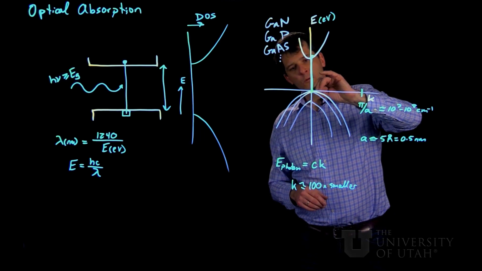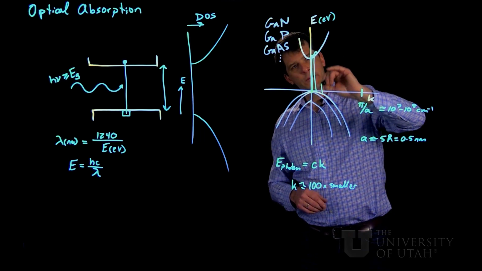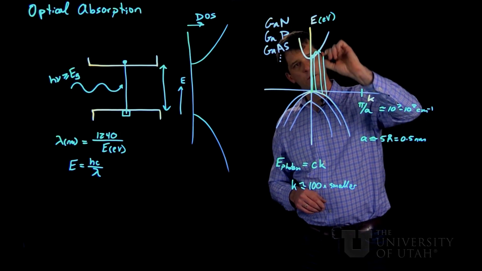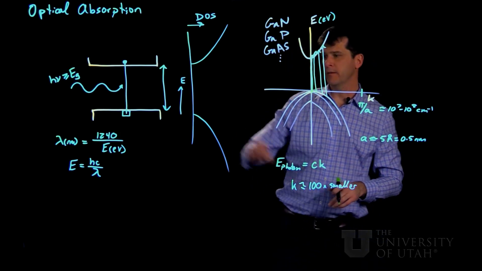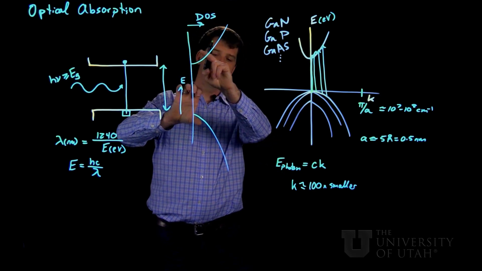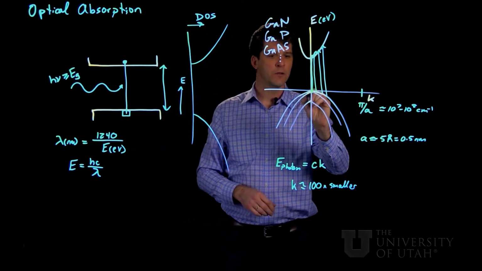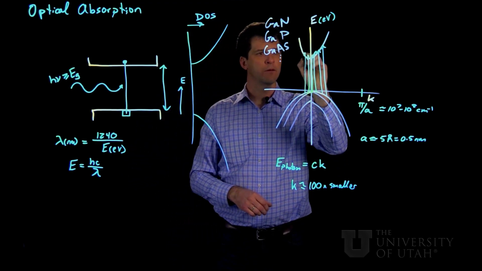And I've drawn one transition here, but you'll also get, as I said, you'll get absorption. Any vertical transition like this can connect you from one part of the density of states for the valence band up to the density of states for the conduction band. And those will all look like this in this k-resolved picture.